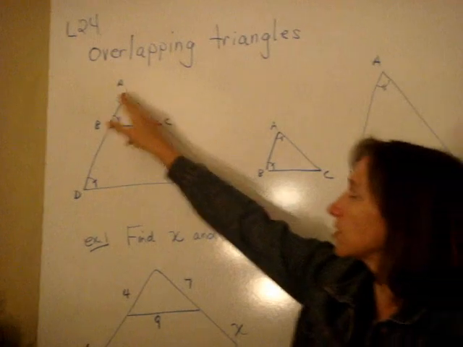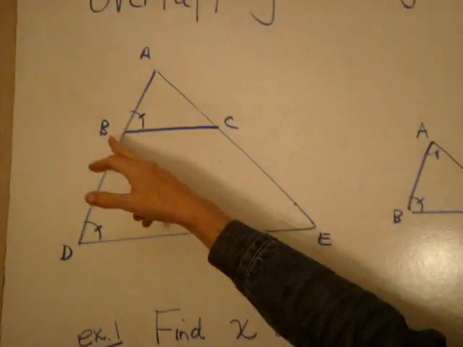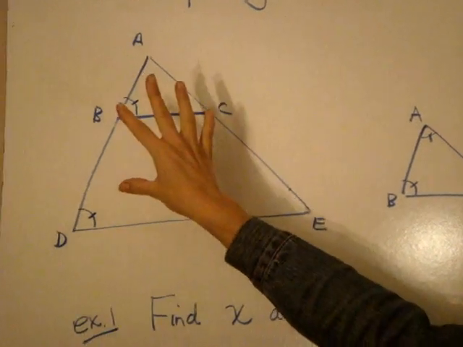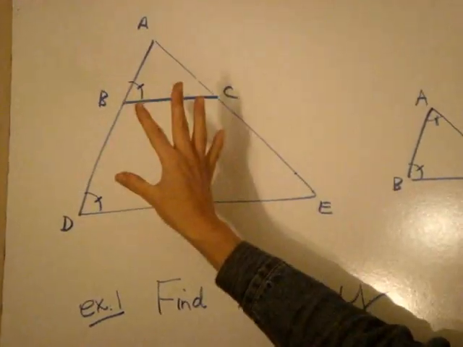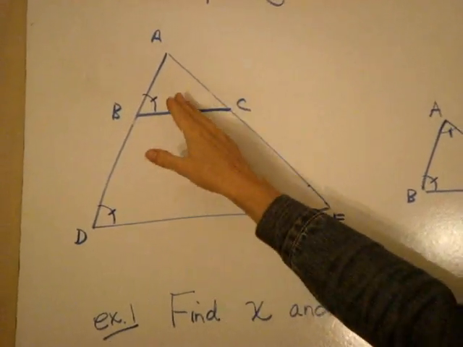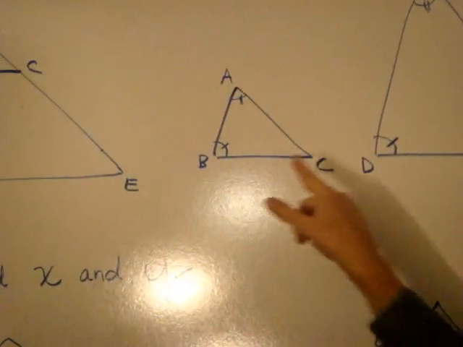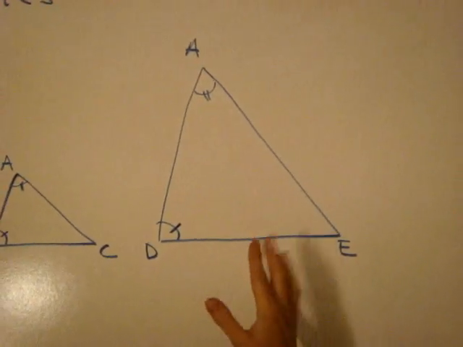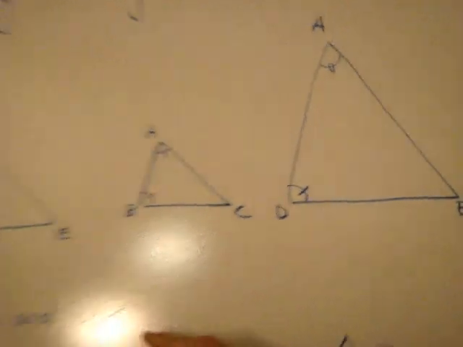As you can see, there's a triangle ADE, and inside of it is a triangle ABC. They're overlapping triangles. One's inside of the other triangle. In order to do these overlapping triangle problems, what we're going to do is separate the two triangles out. We're going to have the little triangle ABC, and we're still going to have the big triangle ADE right here. So let's try these with a couple examples and see if we can figure out X and Y.